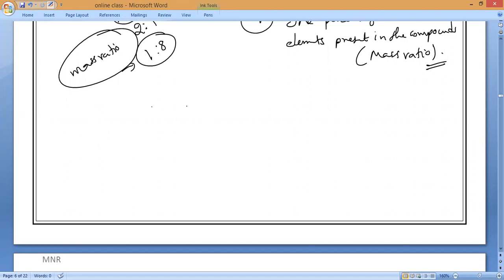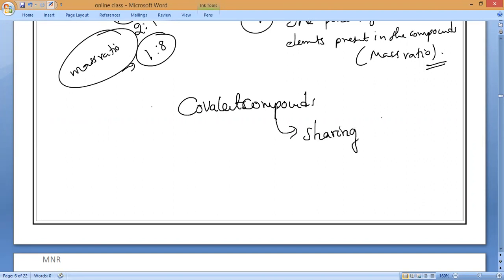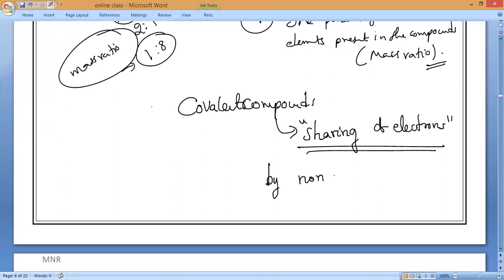Keep it in mind always, all of you, covalent compounds are formed only by sharing of electrons. How are they formed? Only by sharing of electrons. Kindly remember, sharing of electrons only will give you the covalent compounds. These covalent compounds are formed only by non-metals. Please, all of you remember.